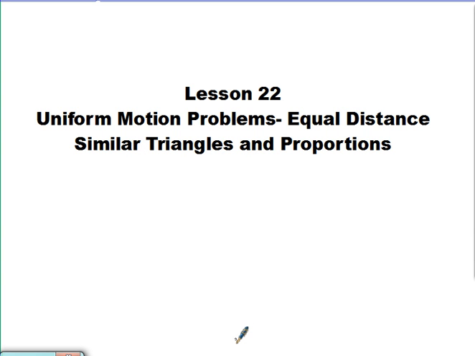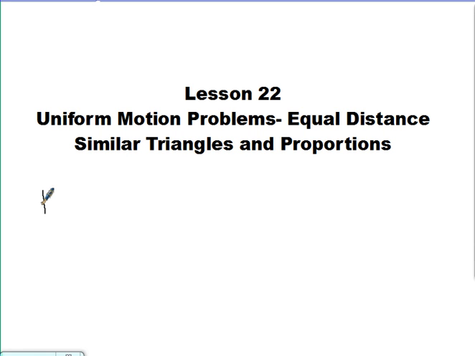Lesson 22, uniform motion problems with equal distance and similar triangles and proportions. The first thing that we're going to be talking about is uniform motion problems. In these problems, we've got two people who are going an equal distance, but they're traveling at different rates and different times.